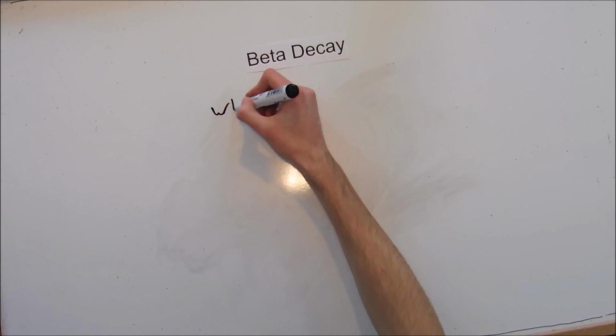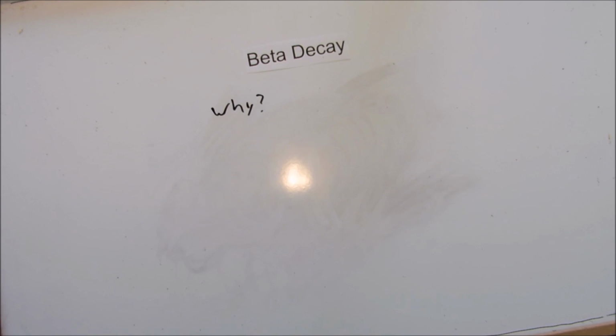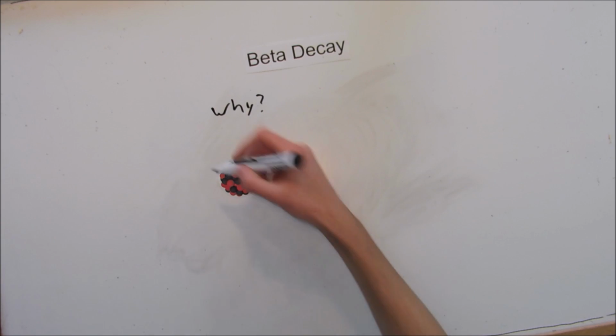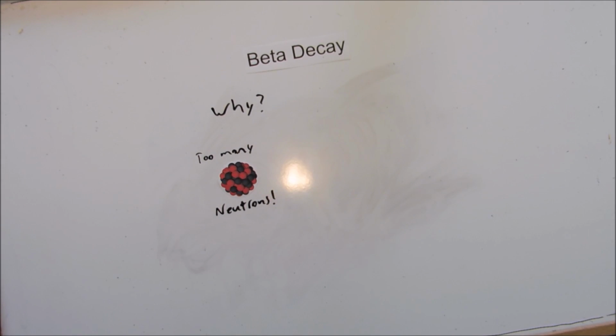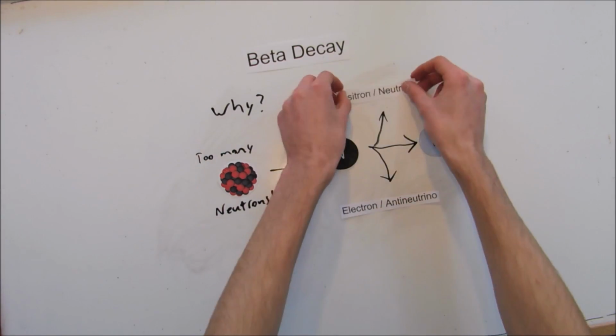But why does beta decay occur? Beta decay occurs as a result of excess neutrons in the atomic nucleus. Basically, the excess neutrons make the nuclei unstable. Beta decay converts these neutrons into protons to bring stability to the nuclei. Two cases occur: beta plus decay with the emission of a positron and an antineutron, or beta minus decay with the emission of an electron with a neutrino.